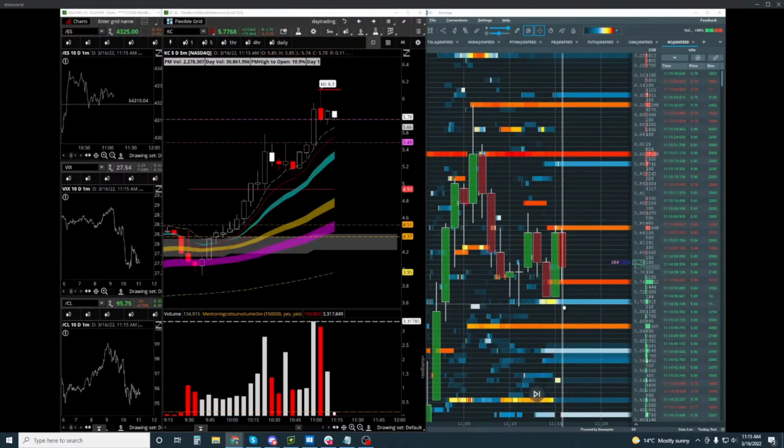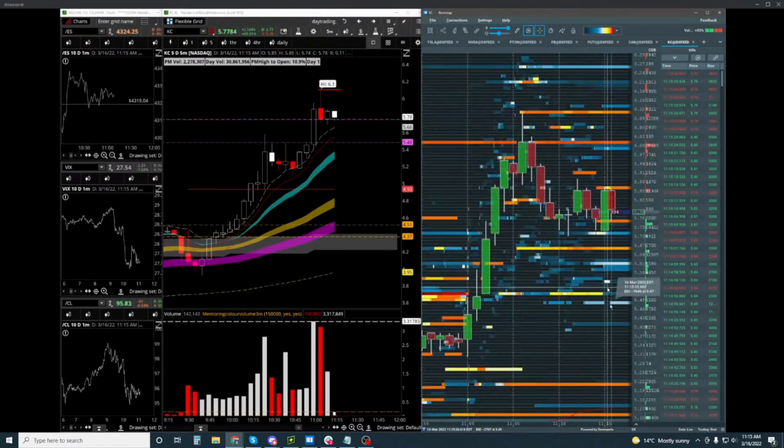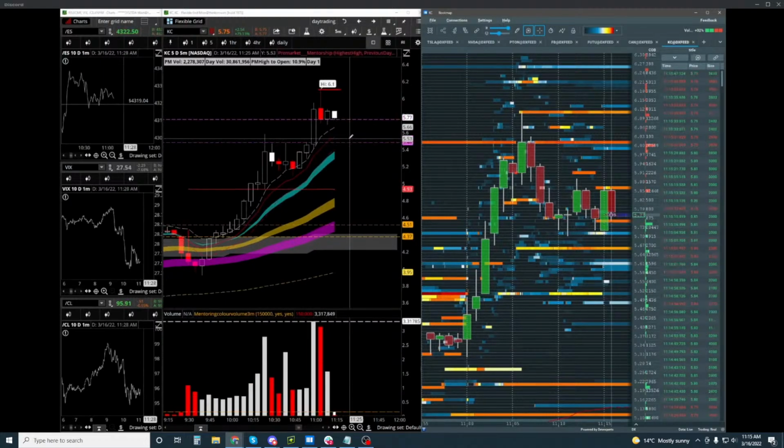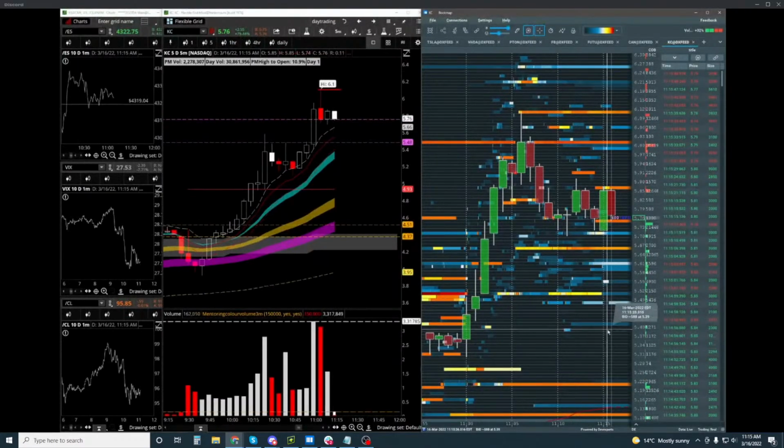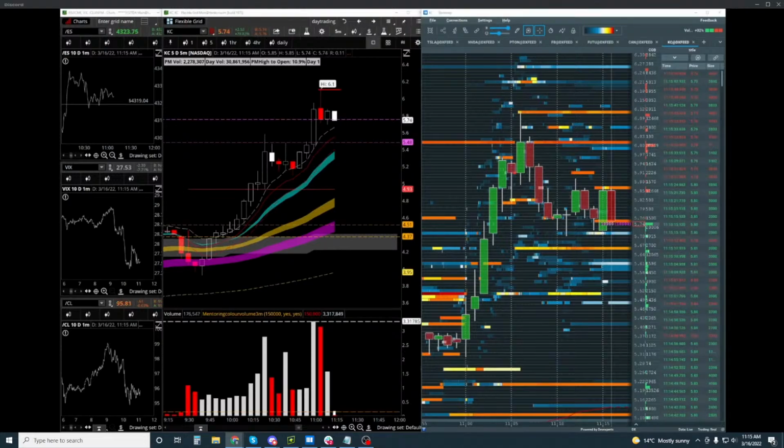Now, 570 is the level that I'm watching. And then the other one is around over here, 550. 550, we had a support also on heat map. Now I don't see that anymore.